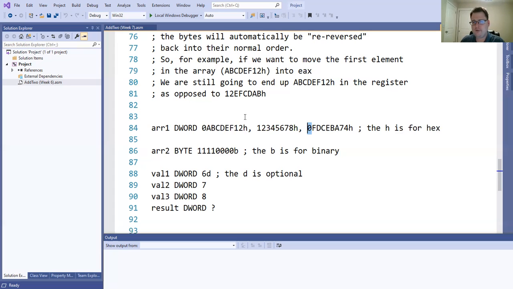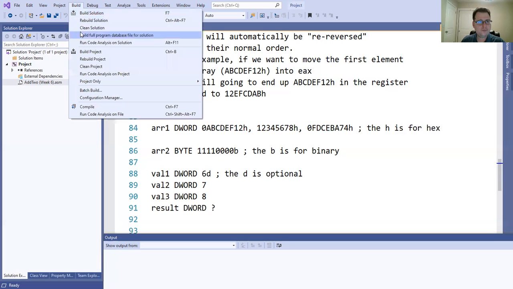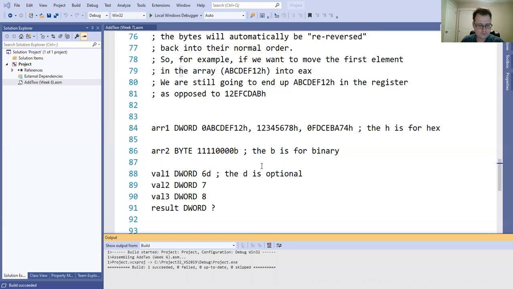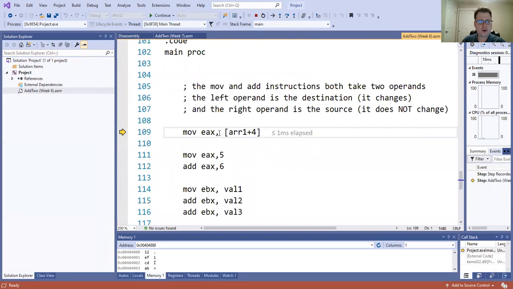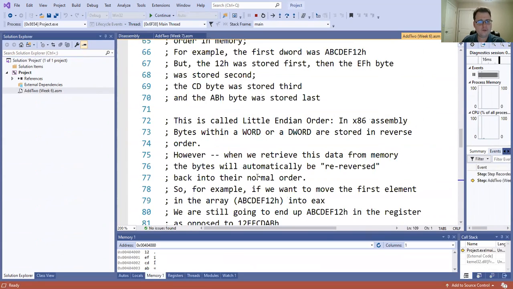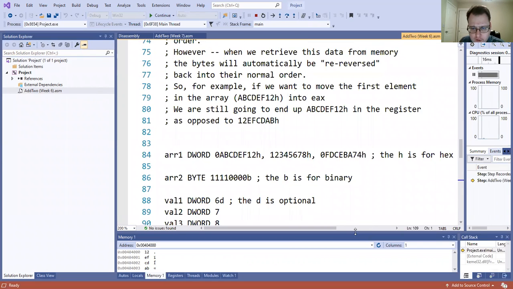So in this case, we have this array that has 3 values, or 3 terms within it. But the idea is we have to apply the rules of little endian order individually to each term. So when we build this and then step into it, and again, we know that we can do that with F11, and then F11 again. This time we're really focused on the data segment for now, and we'll add some more code instructions in a bit.